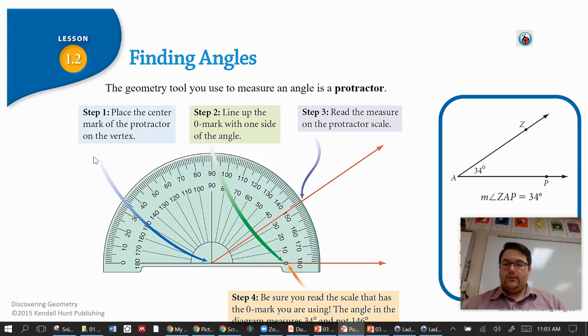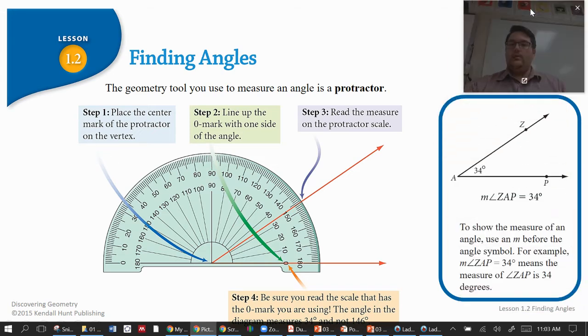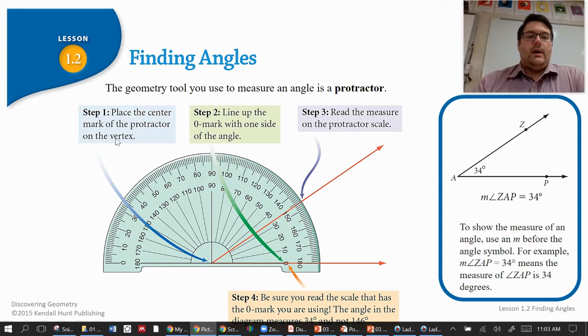So here are some steps for using a protractor. I think I need to move my camera out of the way so you can see that. The biggest thing here: you always have to start by placing the vertex of your protractor on the vertex of the angle. Can you see my protractor there? There's a little hole with a plus sign around it. It's kind of hard to see, but that's where you put the vertex of the angle.